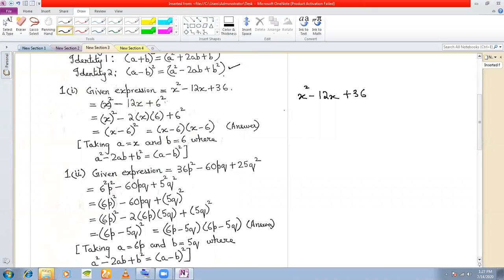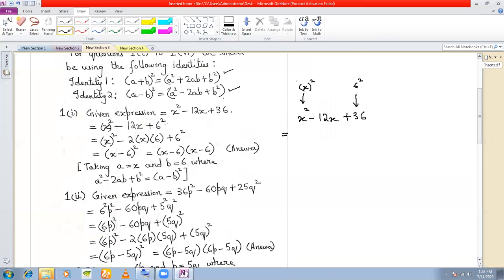If you see this expression, you see this is a perfect square, isn't it? Because this can be written as x whole square. You see that this is also a perfect square. So the extreme terms are perfect squares, right or not? Yes, sir. If you see the extreme terms to be perfect squares, then the first idea that should come to your mind is that this is my a squared term, this is my b squared term.